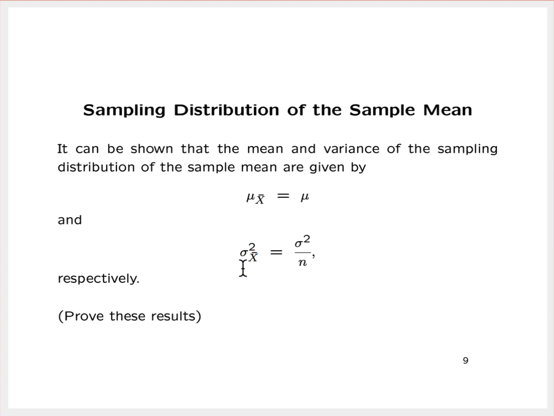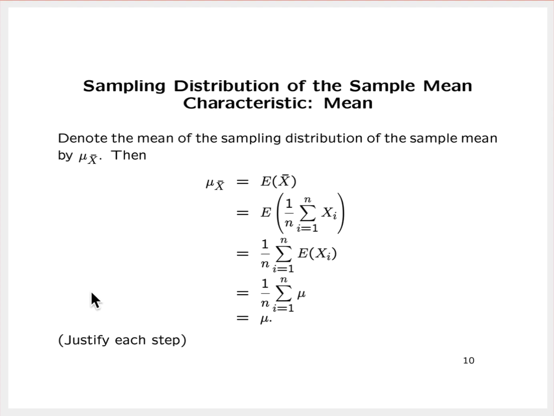Likewise, the variance of the sampling distribution of the sample mean is equal to, in this framework where we have a random sample of size n, sigma squared over n, where sigma squared is the variance of the population we're sampling from, and lowercase n is the sample size. Now the proofs of these are very straightforward, and you've got them in the notes there.